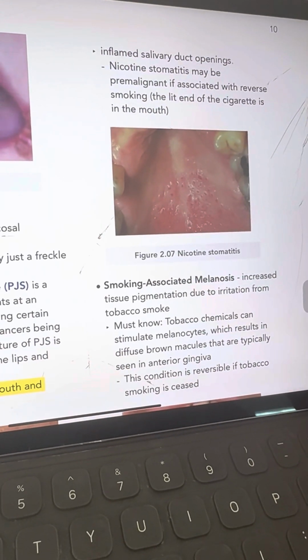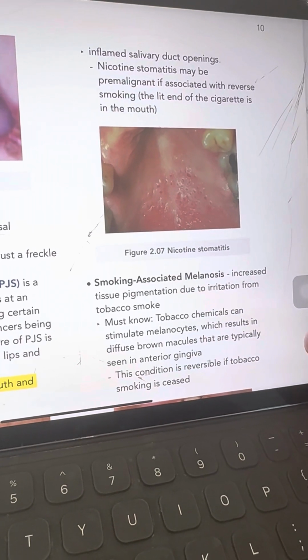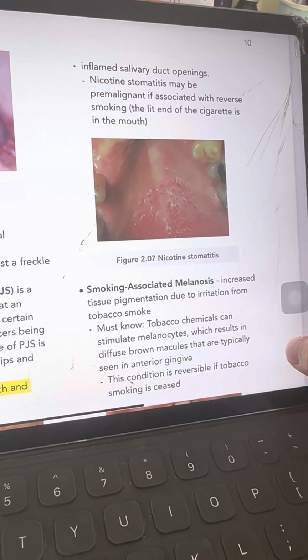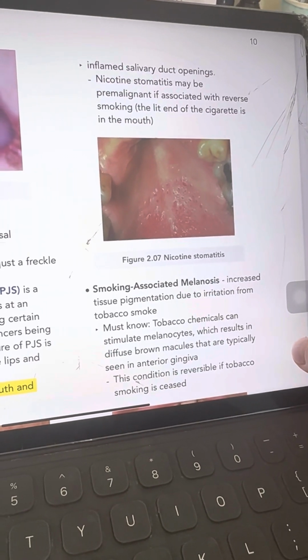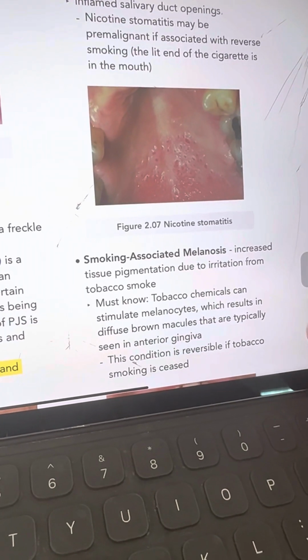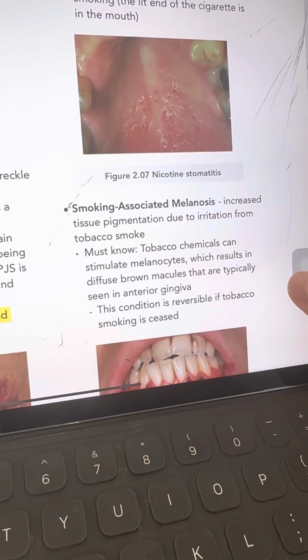Inflamed salivary duct openings: nicotine stomatitis. It can become malignant if associated with severe smoking, particularly when the lit end of the cigarette is in the mouth. Nicotine stomatitis.